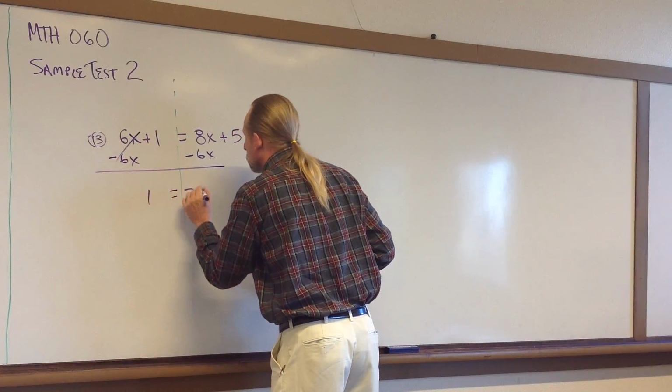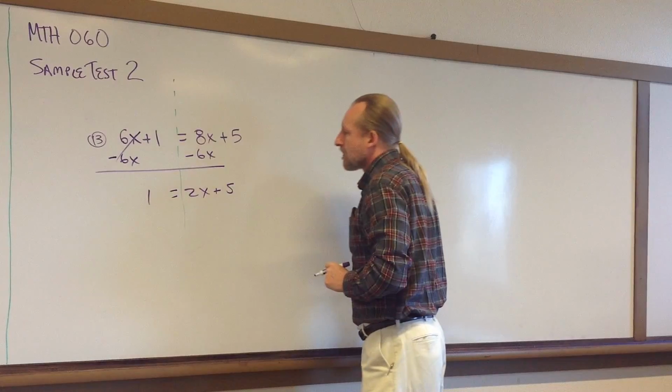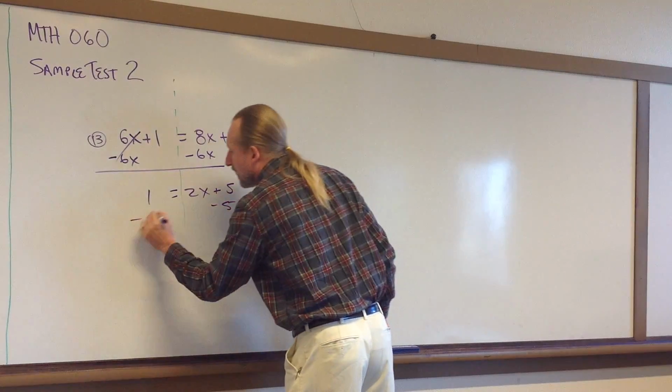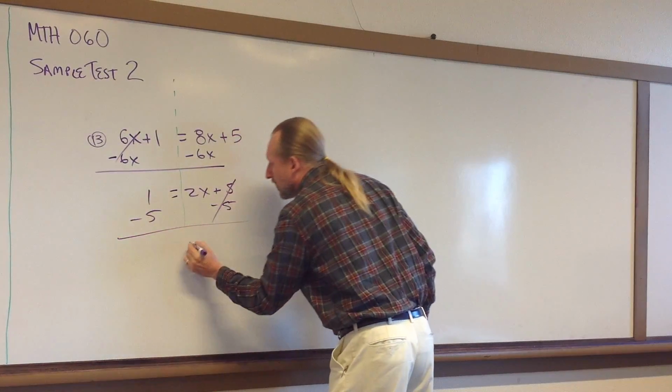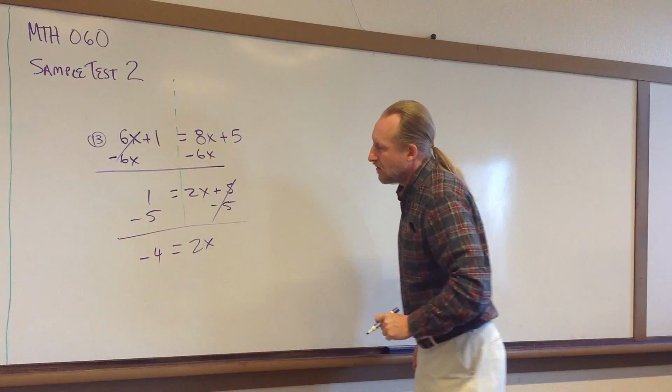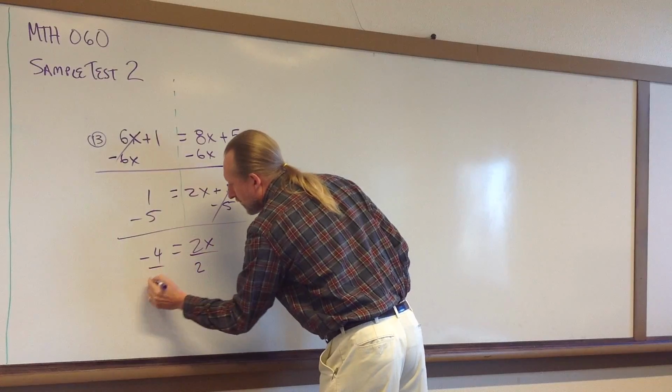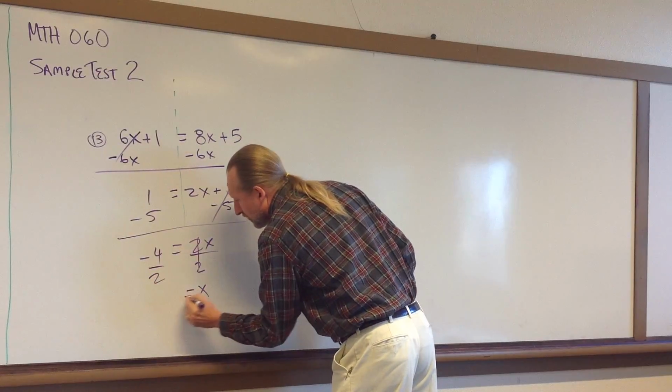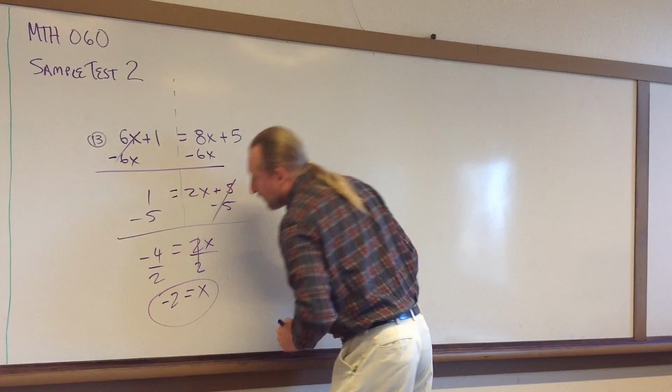1 equals 2x plus 5. And then we'll subtract the 5 on both sides. Leave that 2x where it is. Over here, -4. And then divide on both sides by 2. So x is equal to -2.